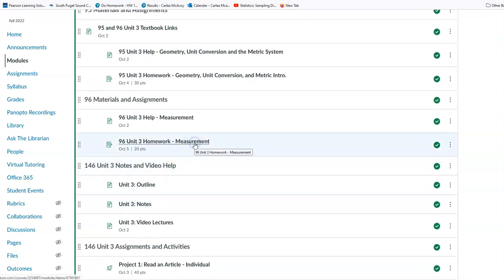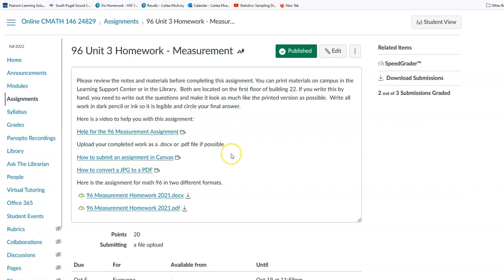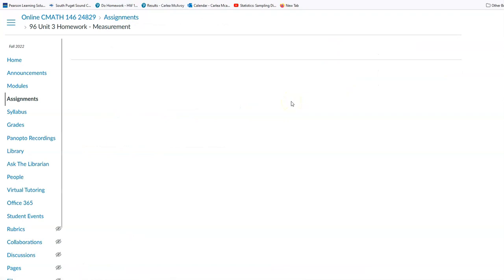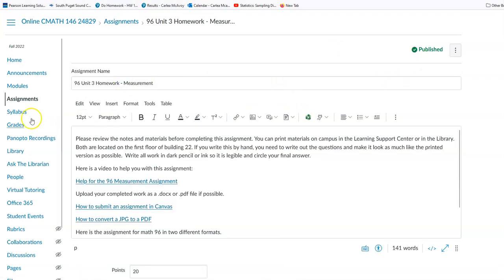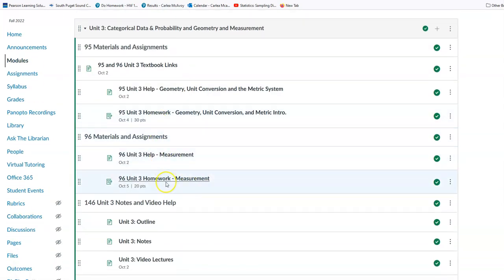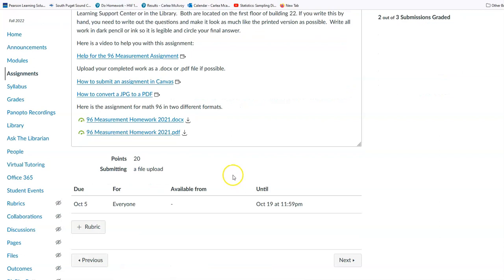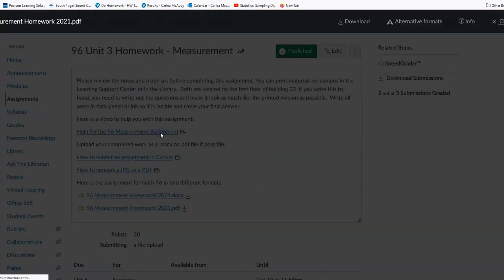Okay, so let's look at the measurement assignment. In the measurement assignment, I do have a video posted that goes through a lot of what I'm going to go through here. I always try to post help videos. I want to preview it. Oh, this is just a document to download. Sorry, that's not a quiz. You can open the PDF or the DocX version of this. I'm going to open this PDF.